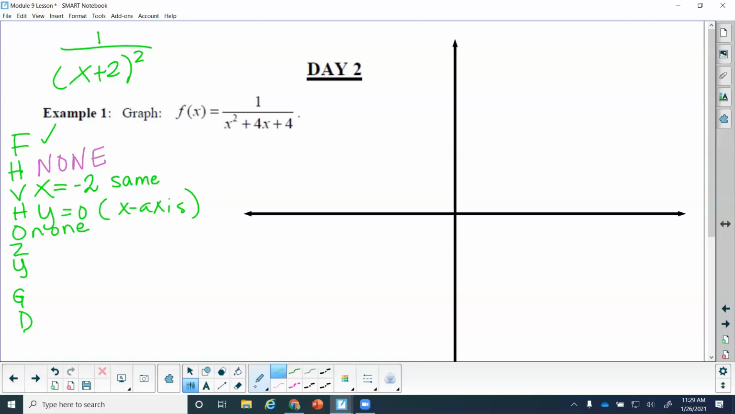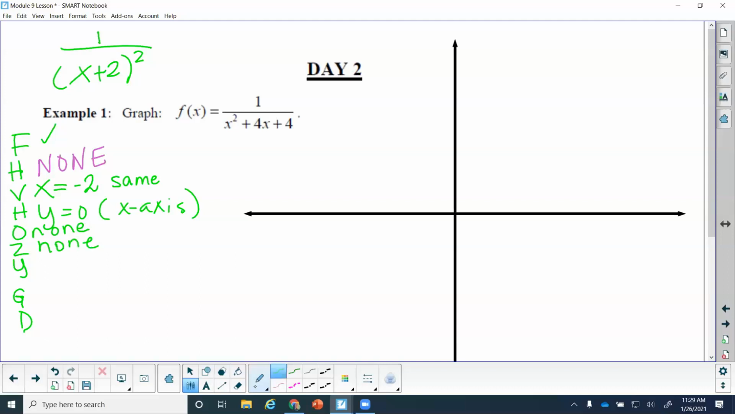What about a zero? Do you have an x-intercept? You don't. How do you know that, Michael? You're right. On the top, yes, no x on the top. None.